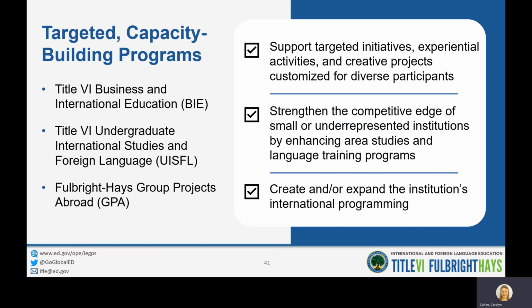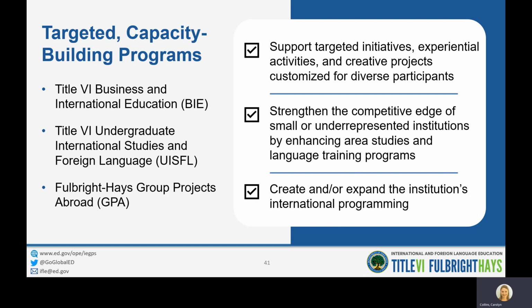So the first group of programs are what we consider to be our targeted capacity building programs. These include the Title VI Business and International Education program, the Title VI Undergraduate International Studies and Foreign Language program, and the Fulbright-Hays Group Projects Abroad program. So these three programs are similar in the way that they support targeted initiatives, experiential activities, and creative projects customized for diverse participants. These programs are not meant as broad national, everything under the kitchen sink programs. These are meant as targeted programs to support specific initiatives.